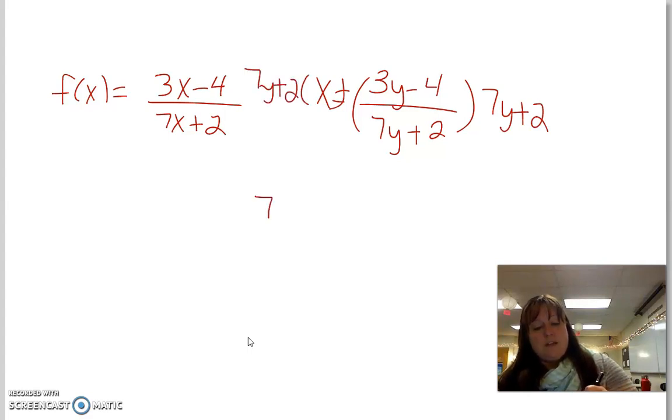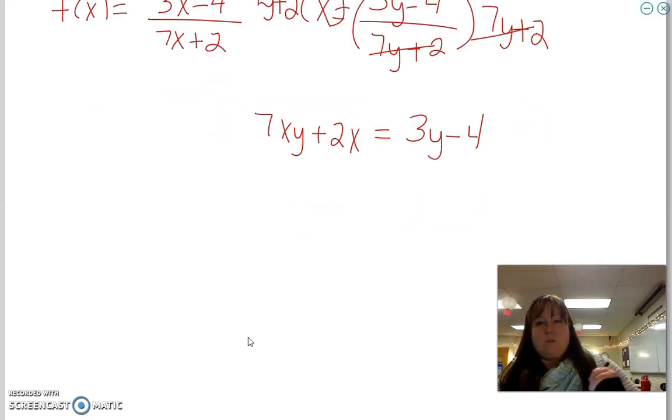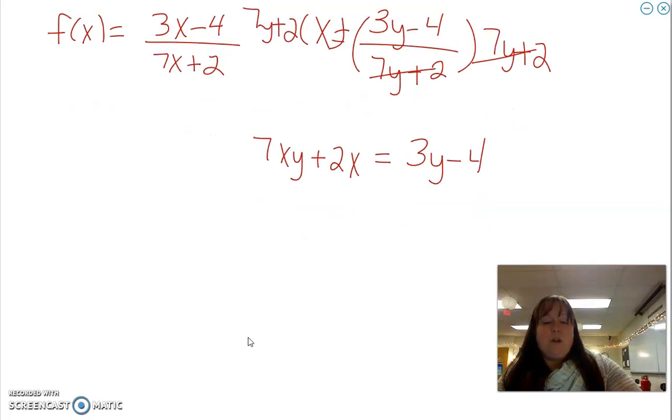So we end up with 7xy plus 2x equals, and those cancel out and we get 3y minus 4. Okay, do you see how I did that? I multiplied both sides by 7y plus 2, and then I just distributed the x in.